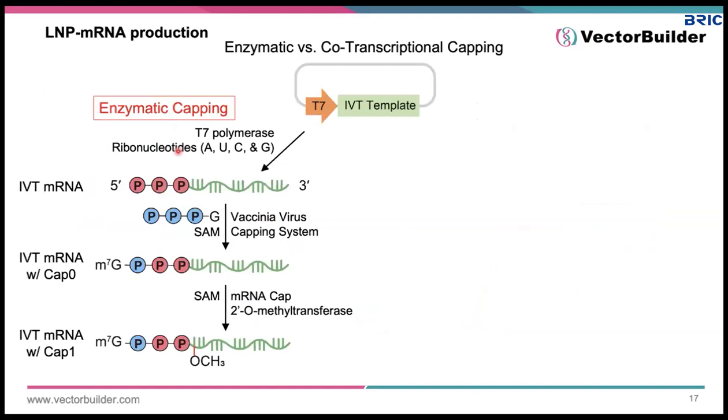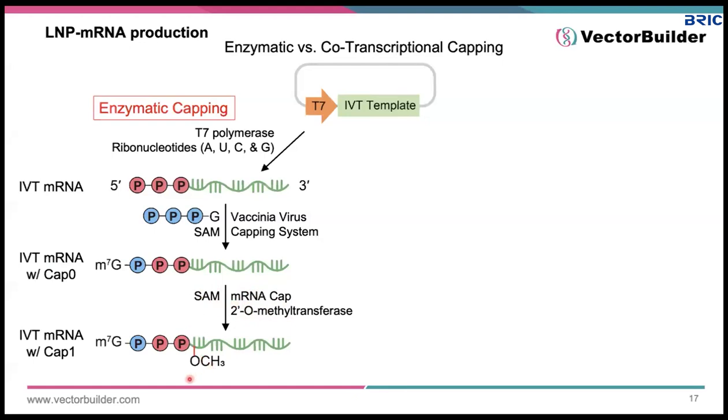There are two approaches. The first one is enzymatic capping. After the IVT mRNA reaction, you will have IVT mRNA molecules, and that is mixed with the vaccinia virus capping system and other substrates. And this enzyme from vaccinia virus will add a cap 0 to the mRNA. And then it is further subjected to another enzyme called mRNA cap 2'-O-methyltransferase, and also the substrate. And this second step of the enzymatic reaction equips the mRNA with a cap 1 structure.